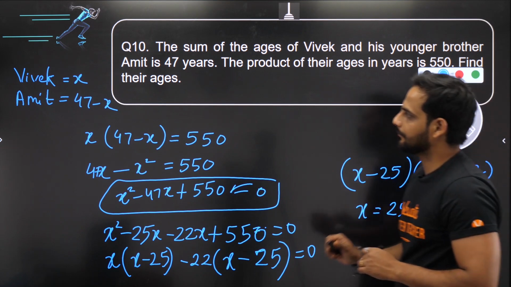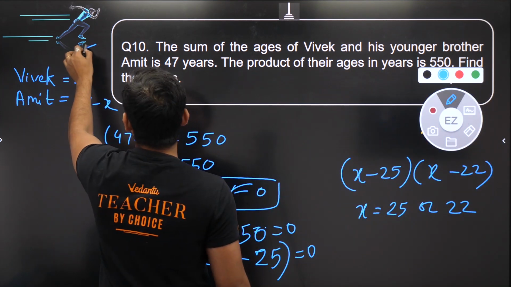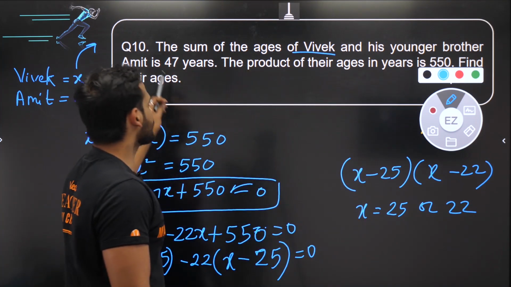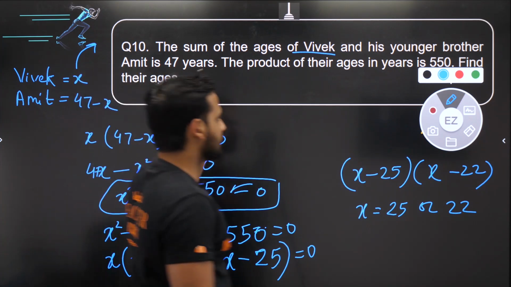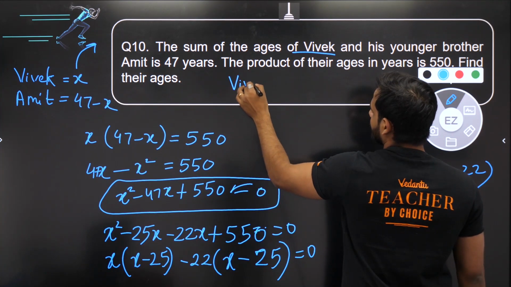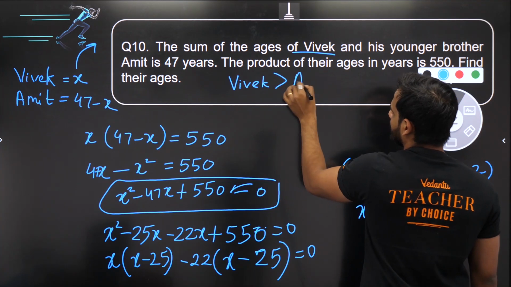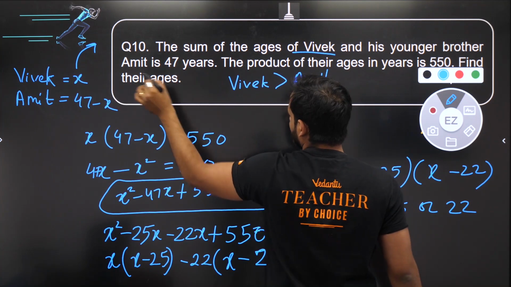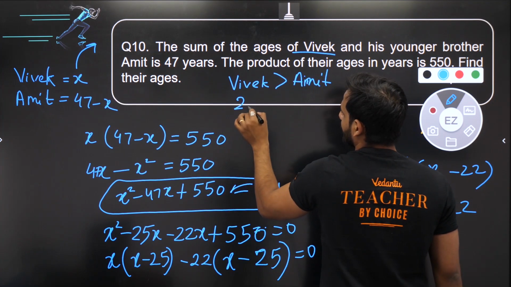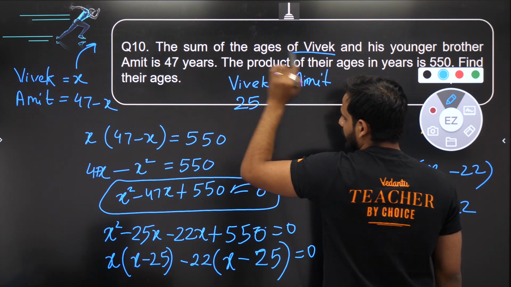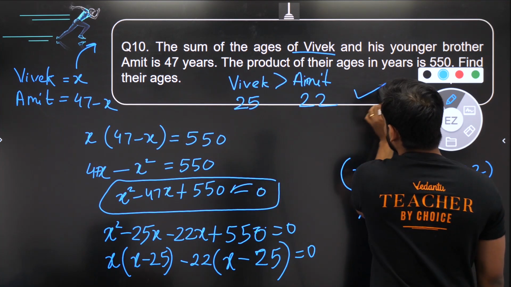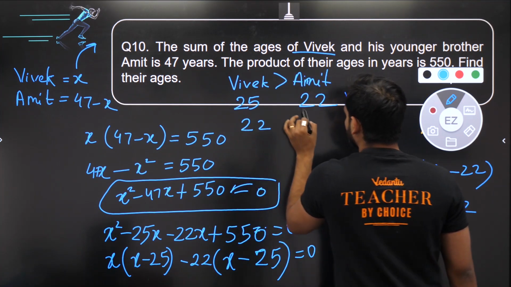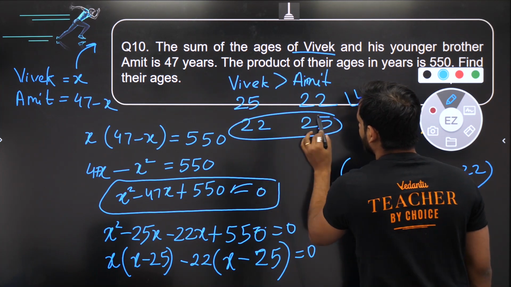Now we know that Vivek has a younger brother, so Amit is the younger brother. So the age of Amit should be less than Vivek, or I can say Vivek's age should be greater than Amit's age. If I put x is equal to 25, Vivek's age will be 25, Amit's age will be 47 minus 25, which is 22, which will satisfy this. If I put the age of Vivek as 22, the age of Amit will turn out to be 25, which will not be accepted.